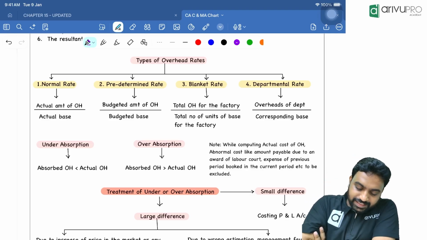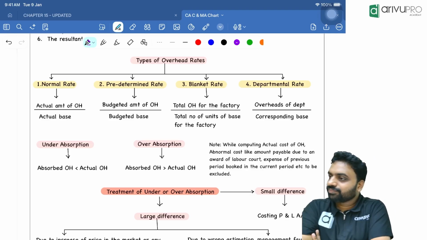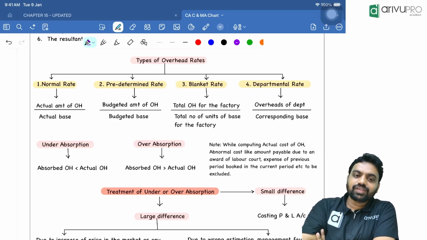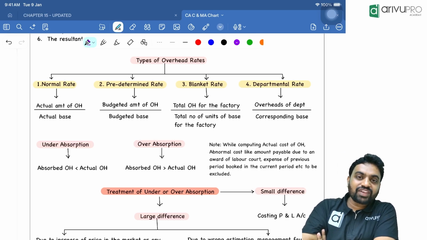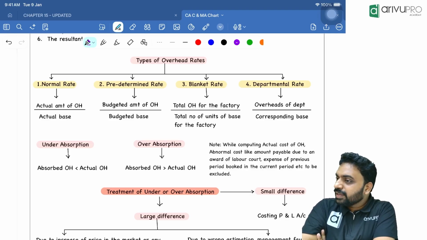Which one is better, guys? Departmental rate is always better. Why, sir? A could be labor intensive, B could be machine intensive, Department C could be material based. That means the absorption rate of A should be calculated on what basis? Machine hour basis. Department B, labor hour basis. Department C, percentage of material.